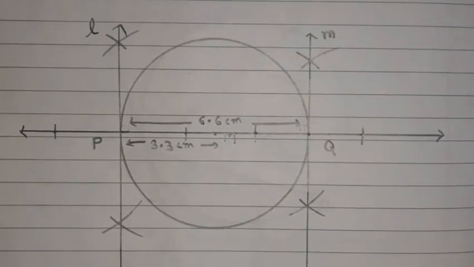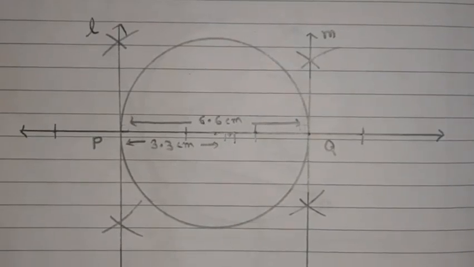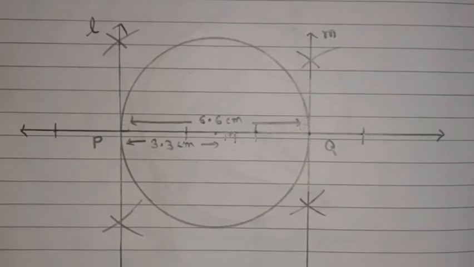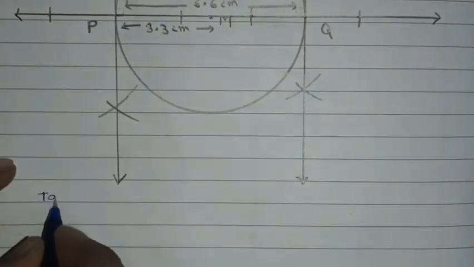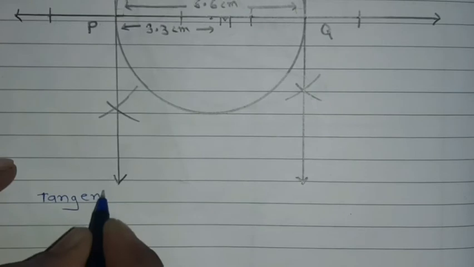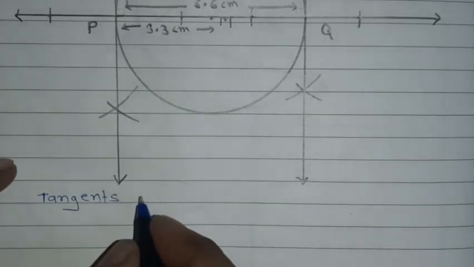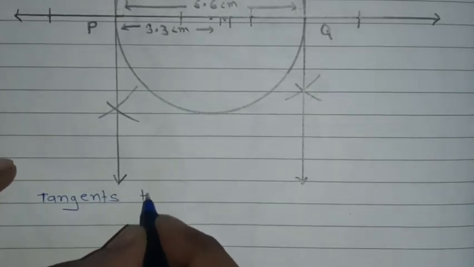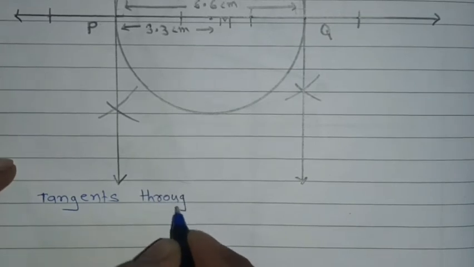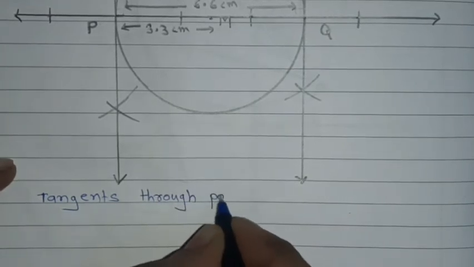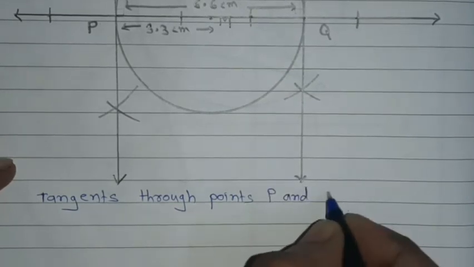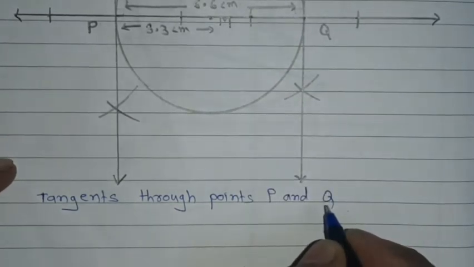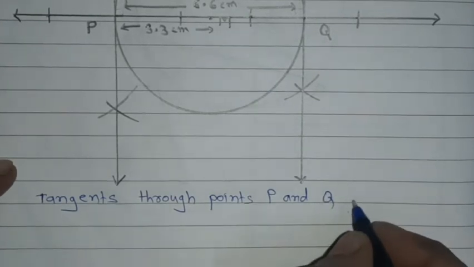Therefore, dear student, we can write the observation that the tangents through points P and Q are parallel to each other.